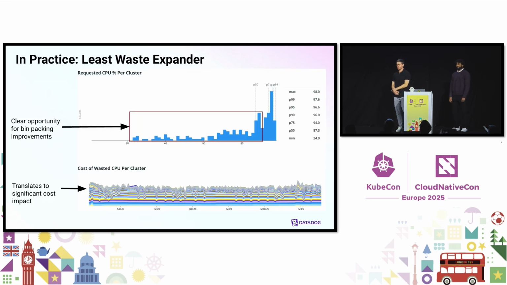So we took a look at all of our node group sets and all of our clusters, and specifically at our requested CPU percent for these node group sets. And we realized that while we're pretty good about bin packing in many of our node group sets, there's clear opportunity for improvement in many clusters and many node group sets. And our clusters are lots of different sizes, so to be more concrete, we translated this CPU request percentage into the actual dollar impact, and we realized that if we were to improve our bin packing, there's some significant cost impact that we could bring.